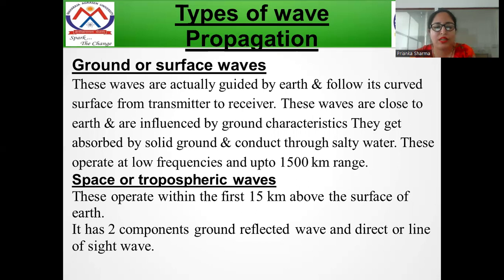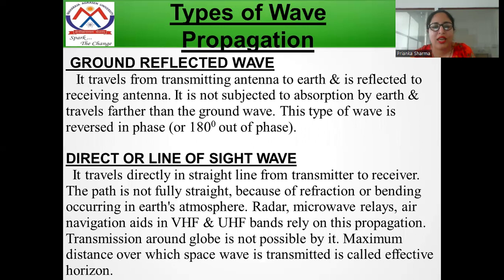The second type of wave propagation is space or tropospheric waves. These operate within the first 15 kilometers above the surface of Earth. It has two components, ground reflected wave and direct or line of sight wave. In ground reflected wave, the wave travels from the transmitting antenna to the receiving antenna and is reflected by the earth towards the receiving antenna. It is not subjected to absorption by the earth's surface. It travels farther than the ground waves. The wave obtained in case of ground reflected wave is 180 degrees out of phase, or reversed in phase, as compared to the input wave.